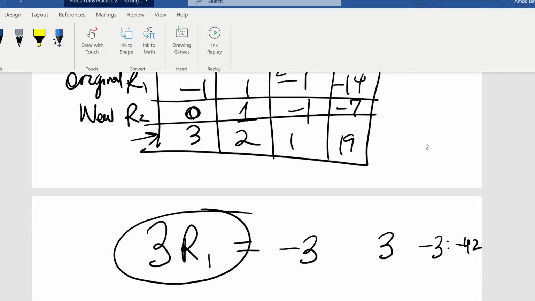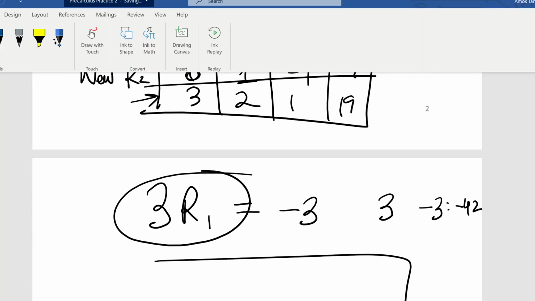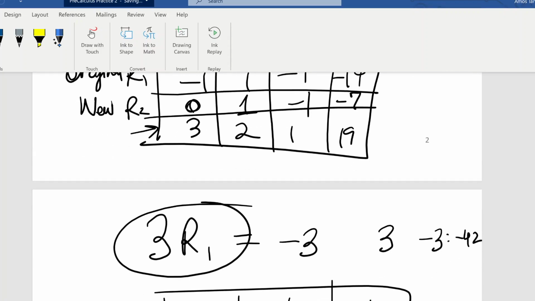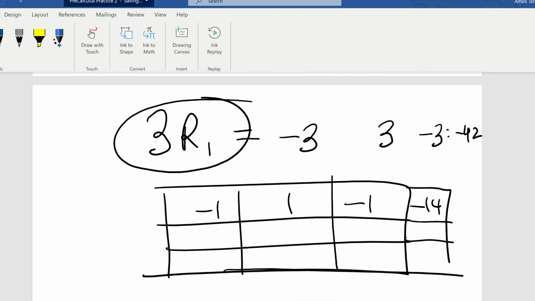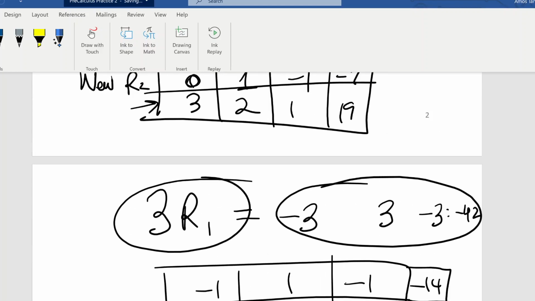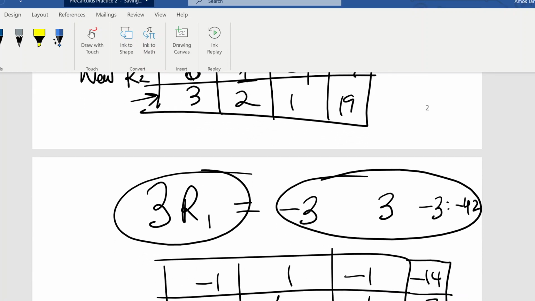If you add it to current row 3, notice that again at this point we have our original row 1, and that's a negative 14. We have our new row 2, which we formed, which is 0, 1, negative 1, and negative 7. And now our row 3, we're going to have 3 times row 1. We're going to add that to the current row 3, and the current row 3 is 3, 2, 1, 19.